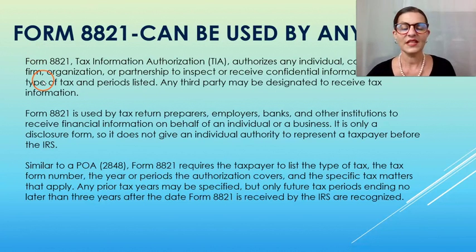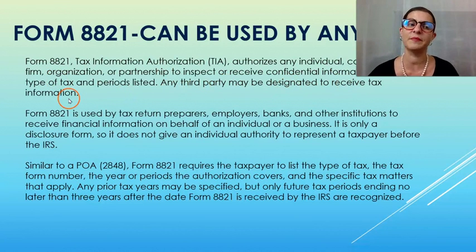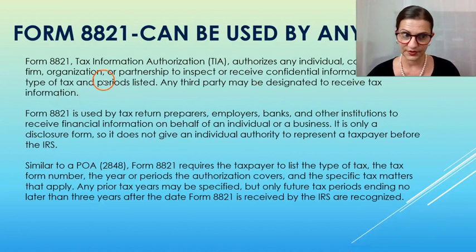Now, the 8821, the official name is a tax information authorization. Many times it's shortened to TIA. It authorizes any individual, corporation, firm, organization, or partnership to inspect or receive confidential information for the type of tax and periods listed. Any third party may be designated to receive taxpayer information.